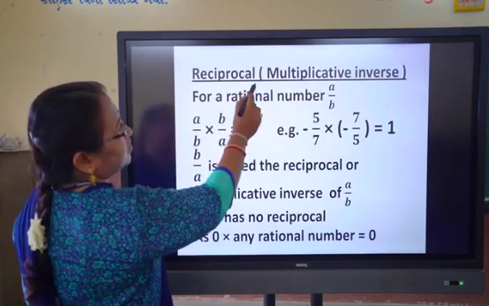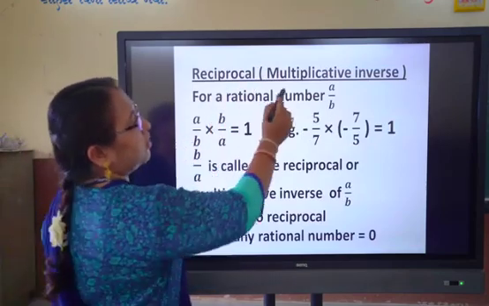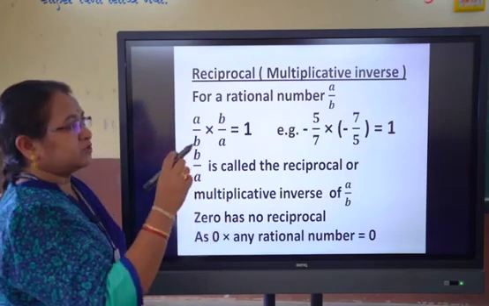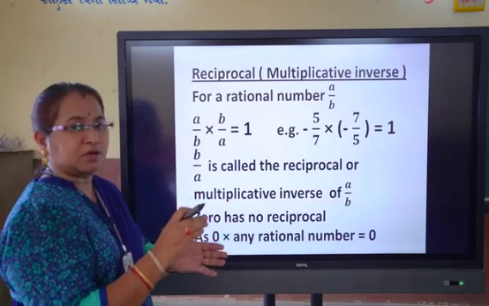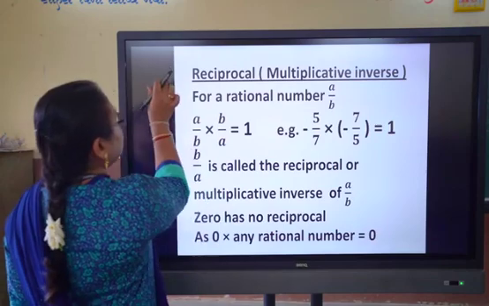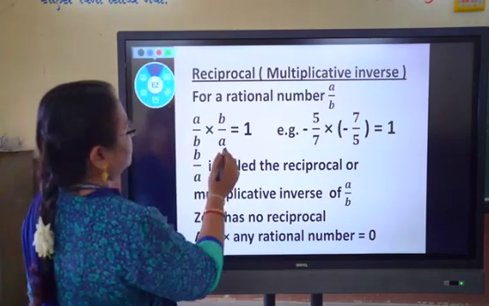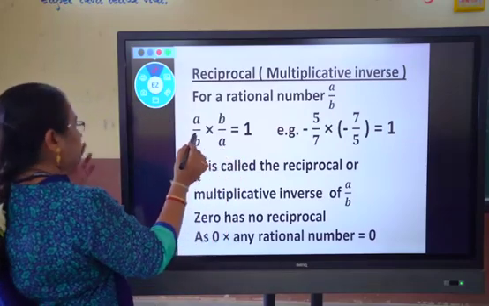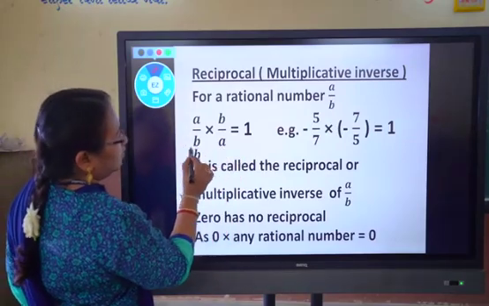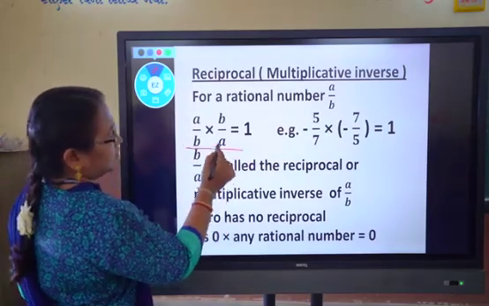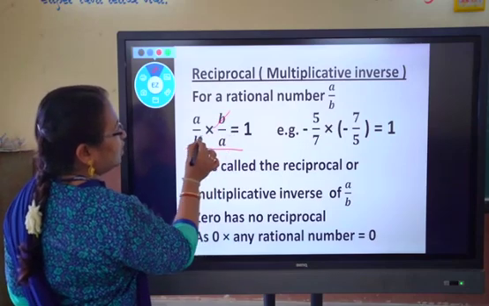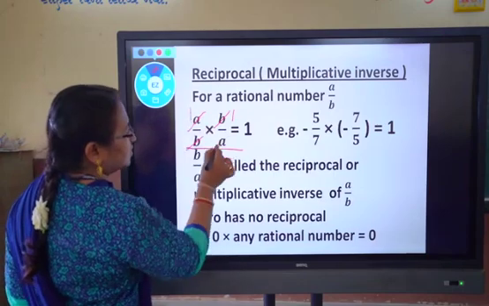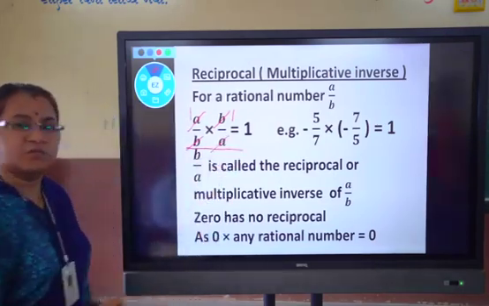Next we will see what is the meaning of reciprocal of a number, or we can say multiplicative inverse. Multiplicative inverse means what we have to multiply with a number so that we get our answer 1. So for a rational number a upon b, if we multiply a upon b with b upon a, then b and b get cancelled, similarly a and a get cancelled, and finally our answer becomes 1.